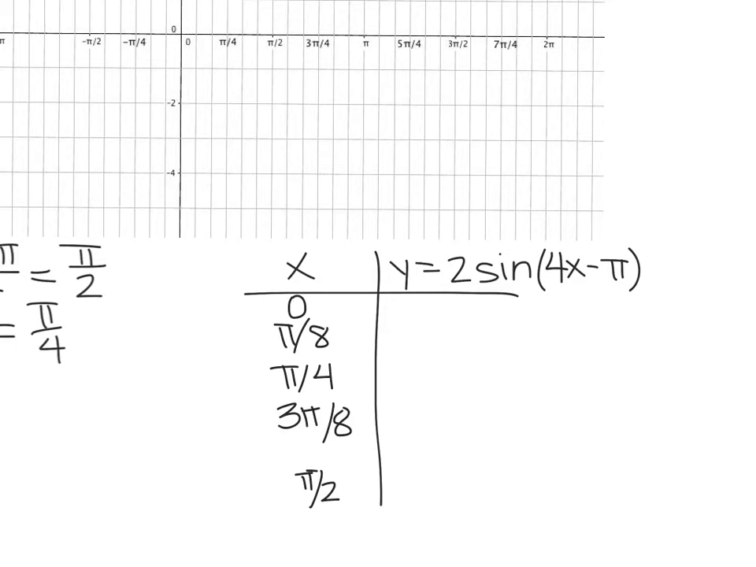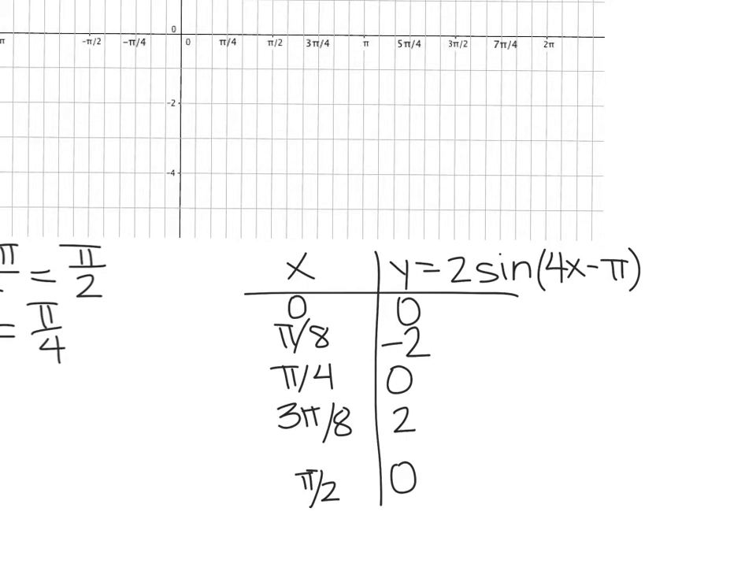So if we plug in 0, we're going to end up with 0. If we plug in pi over 8, times 4 is pi over 4. And then when we subtract pi, we're going to end up with a value of negative 2. Pi over 4 gives us 0. 3 pi over 8 is 2, and pi over 2 gives us 0. And for most of the work where you get these values, you can use a calculator or Desmos to plug in our value for x into our function to get the y value.